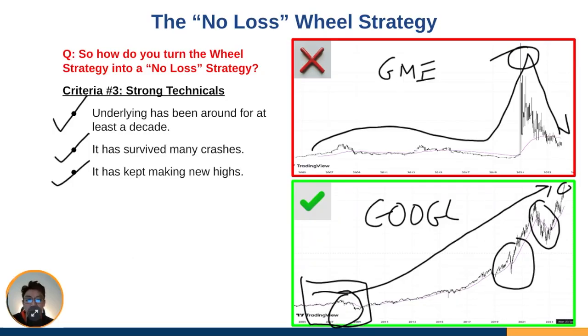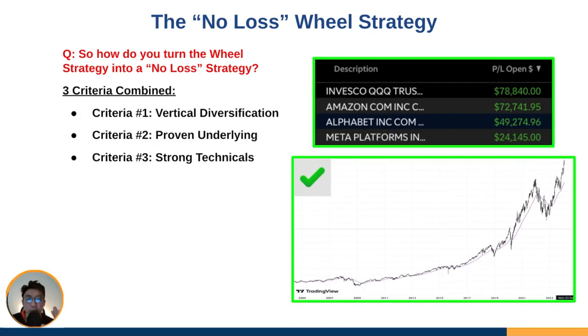So as you can see, it's very important that when you're doing the wheel strategy, you need to choose the right underlying. That is paramount, apart from having a strategy in terms of the options. So when you have the three criteria combined, criteria number 1, you have vertical diversification. This is to avoid needing to be right on the direction the moment you put it on, because you may have criteria 2 and 3 where they are good stocks, but you may have the timing wrong.